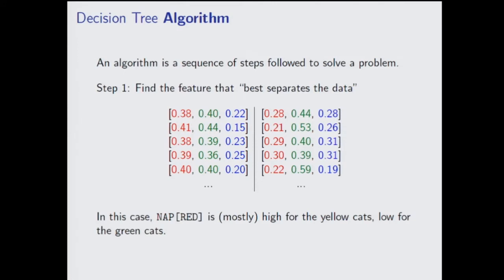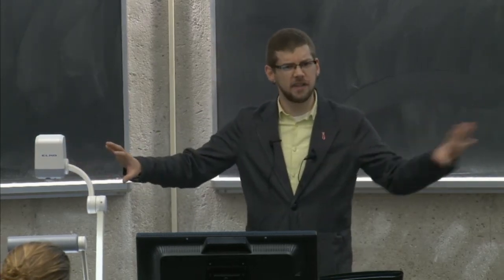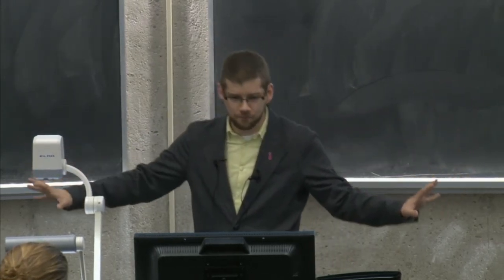So rather than do them by hand, there is an algorithm that is used for building decision trees. Okay? And it has two main steps. The first step is to identify the feature that best separates the data. And by that I mean, if I just ask a question about that feature, how well can I divide up my cats into mostly yellow and mostly green?